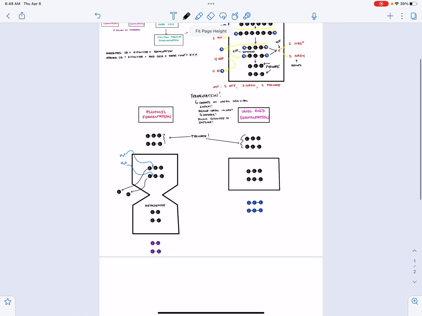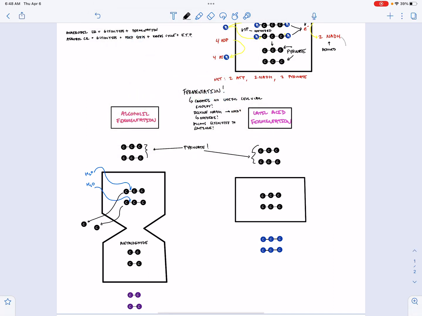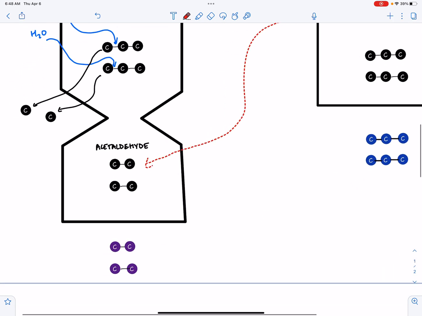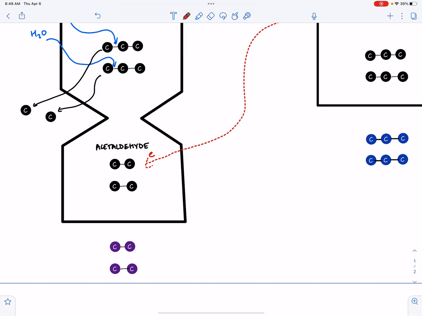What happens next is that the NADH that was produced in glycolysis is going to swoop down in here and drop off some high energy electrons and some H+.